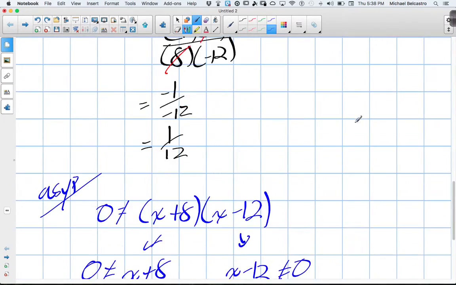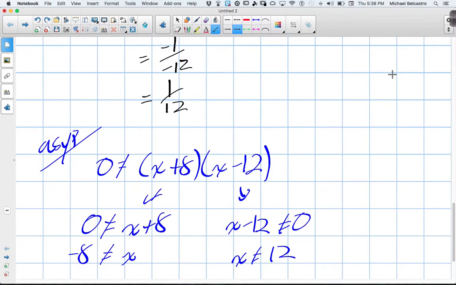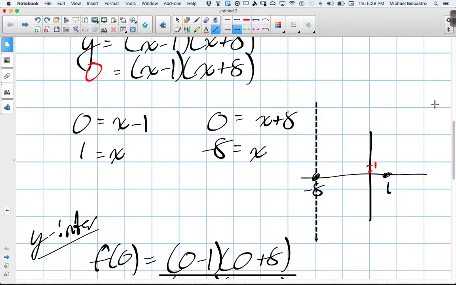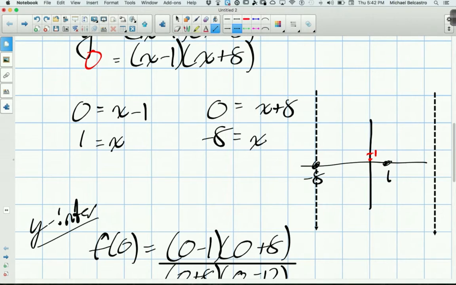If we were to graph this again, we have a vertical asymptote right where we said we had an x-intercept. So what does that mean to us? One was negative 8. What was the other one? Positive 12. So that's probably way out here. So what does that mean to us? Well, let's take a look here. We have an x-intercept and a vertical asymptote in the same spot.